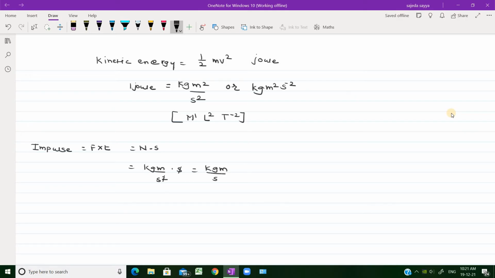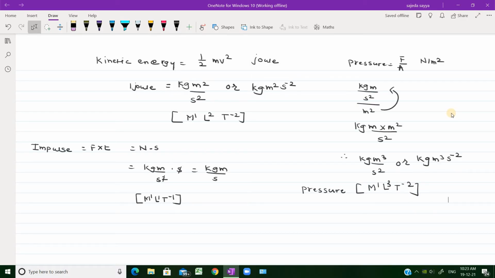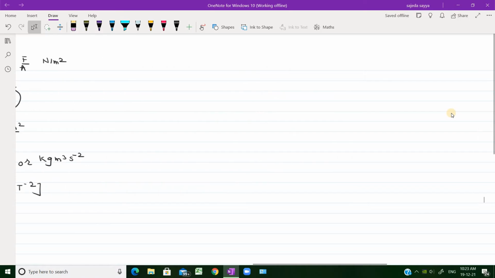Many times questions based on these units and dimensions are asked. The dimensions of so and so physical quantity are the same. So impulse has dimensions similar to linear momentum. So let me express the dimensions: M1 L1 T raised to minus 1. So these are the dimensions of momentum. Already we have done with the momentum.